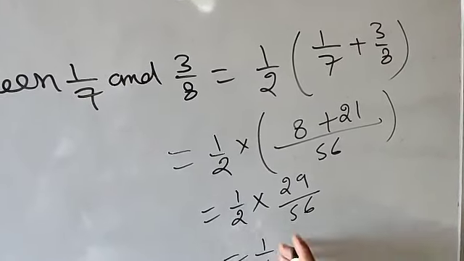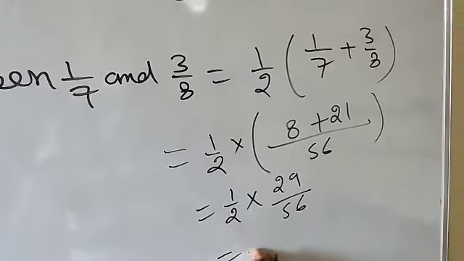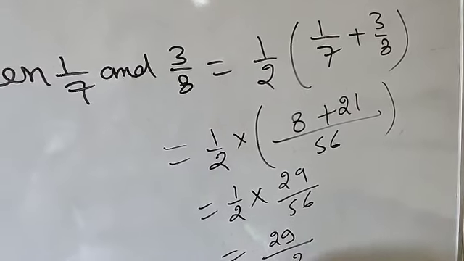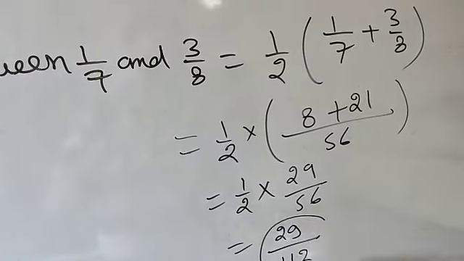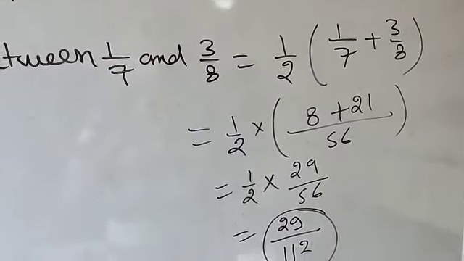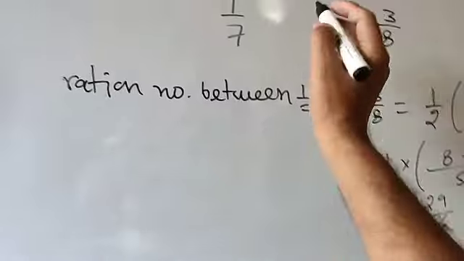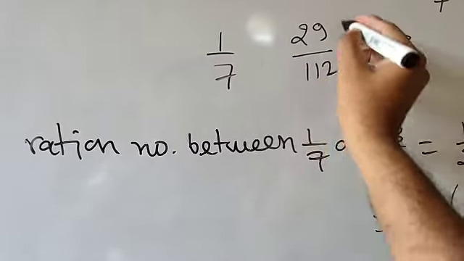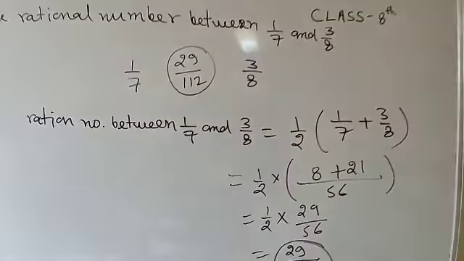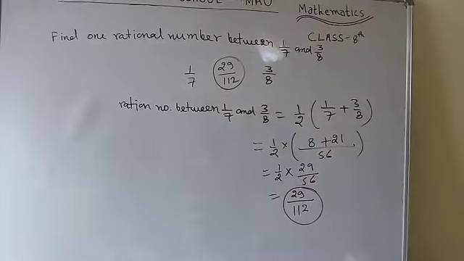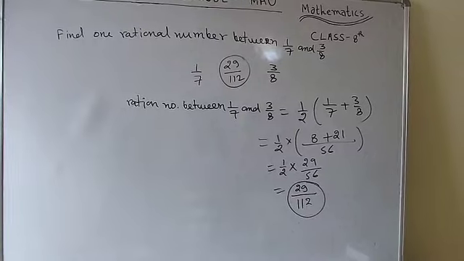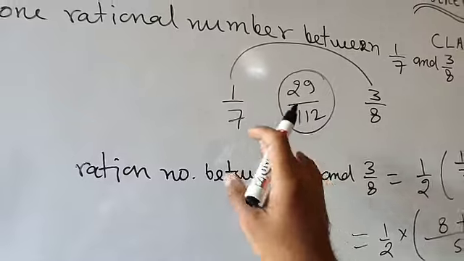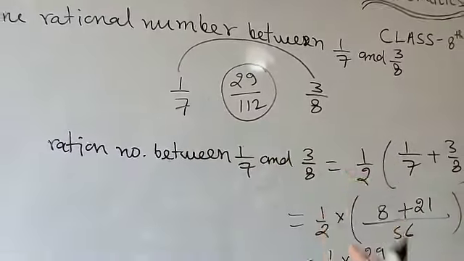It can be written as 1 by 2 into 29 upon 56, that is equal to 29 upon 112. So it is the rational number that will exist between 1 by 7 and 3 by 8. So here 29 by 112 is the number between 1 by 7 and 3 by 8. That is the rational number between them. If I am going to find another rational number just between 1 by 7 and 3 by 8, that is, if I am going to find two rational numbers between 1 by 7 and 3 by 8.